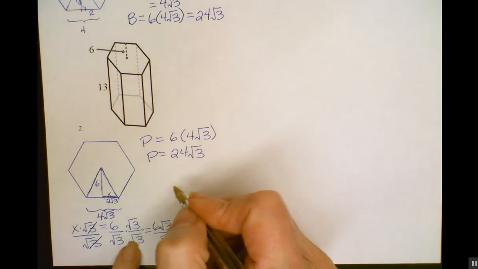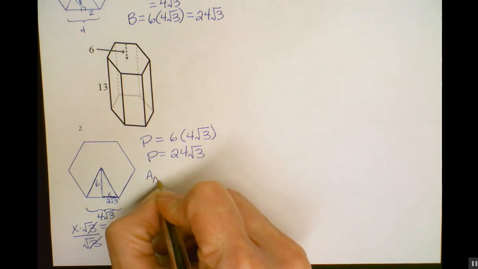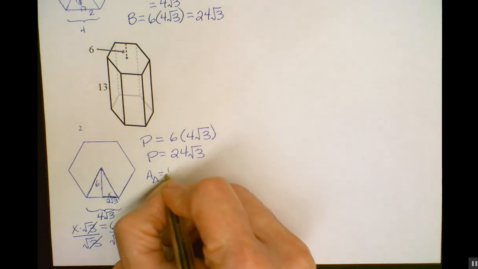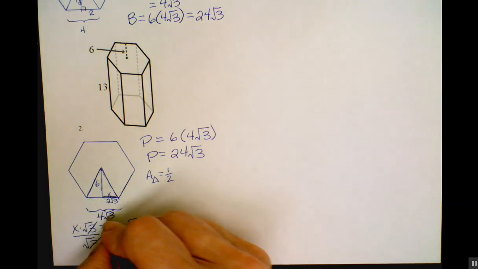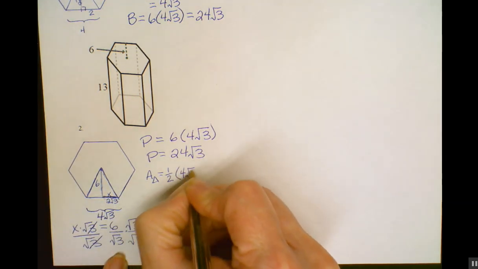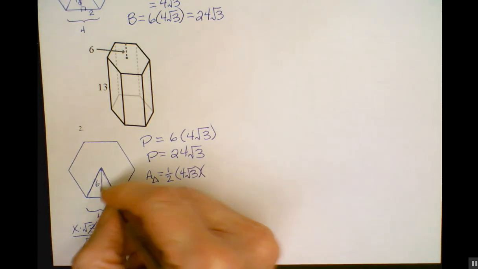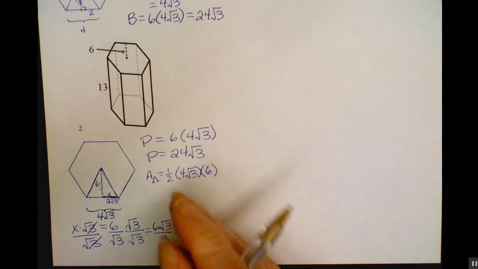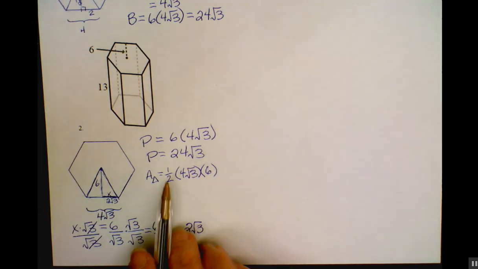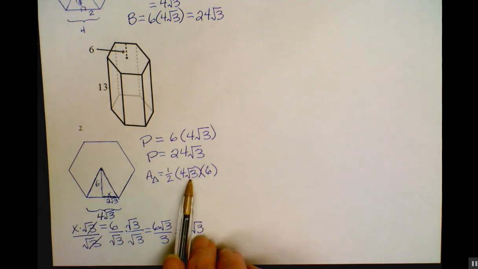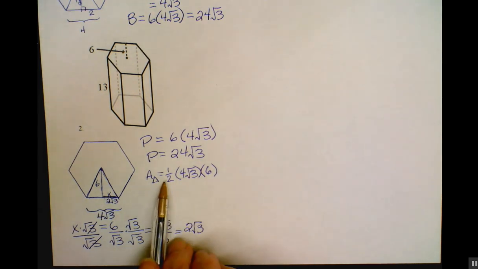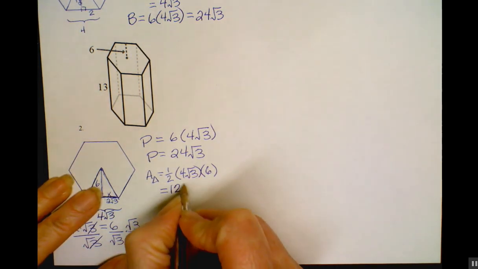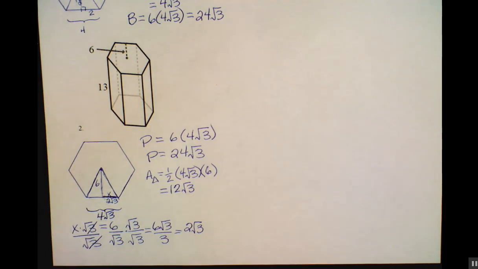Now let's deal with some areas. The area of the triangle, and we're talking about the equilateral triangle here. 1 half, the base of the equilateral triangle is 4 square root 3, times the height of that triangle, 6. Now, in this case, I don't want to multiply that square root 3 in with the other 3. In other words, I'm not going to type it into my calculator. I just want to take half of 4 times 6. We'll leave the square root 3 as part of our answer, though. So half of 4 is 2. 2 times 6 is 12. 12 times the square root of 3 is the area of the triangle.